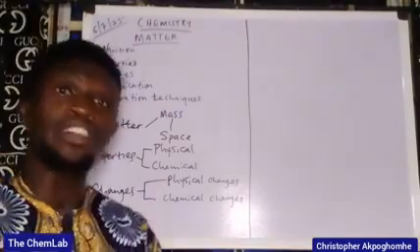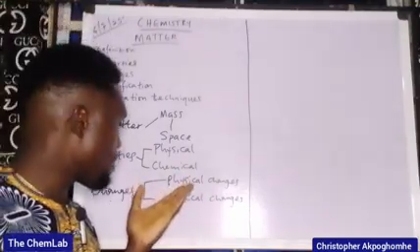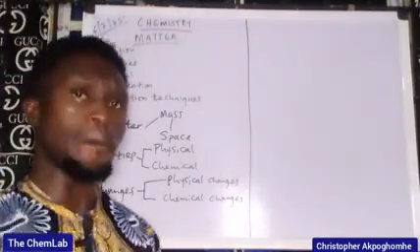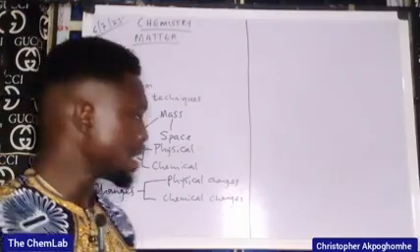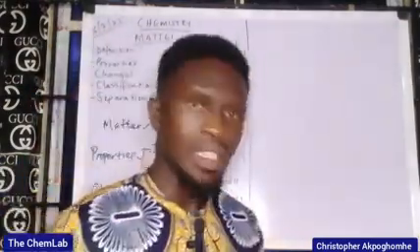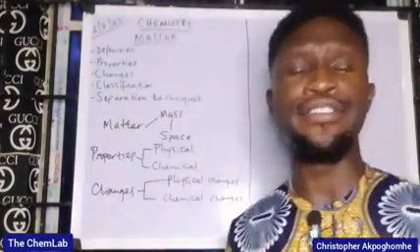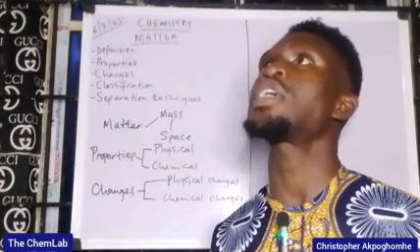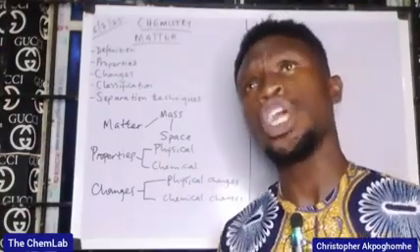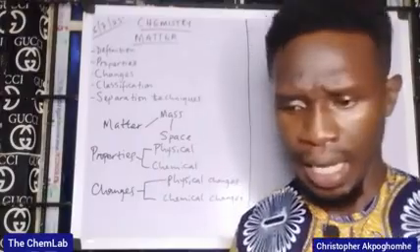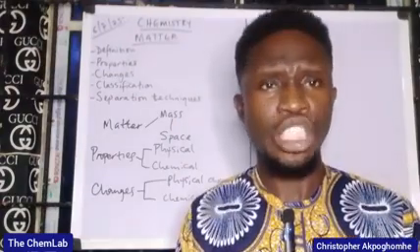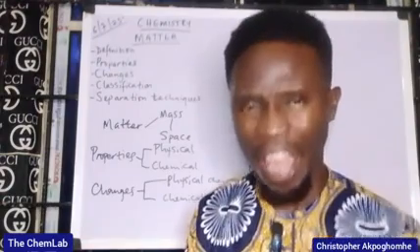Now, the physical changes that matter undergoes do not necessarily change the components. It does not turn matter into another substance. For example, using myself as an example, because remember I said at the beginning that I am matter. I said I'm dark in complexion. Now, if, for example, I start changing complexion and I start becoming fair in complexion.